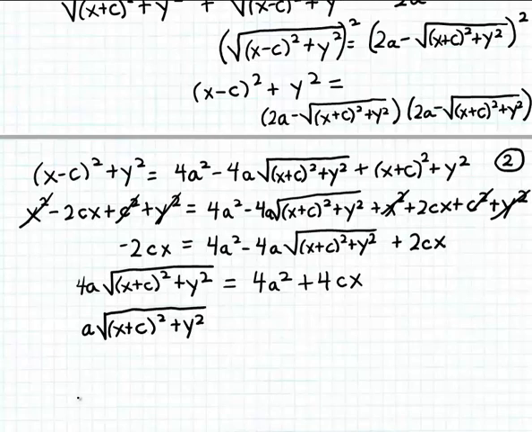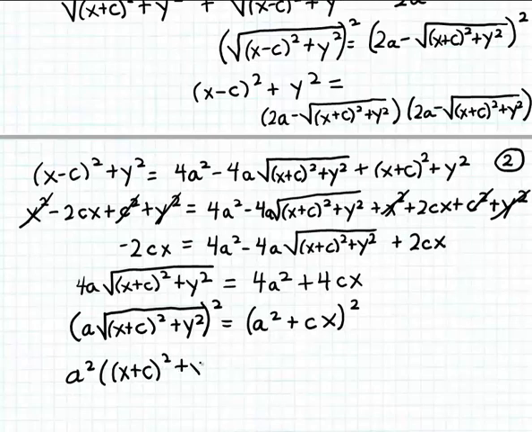So I end up with just a times this radical is equal to a squared plus cx. All right, now finally let's square both sides of the equation. So it won't be that bad to square the left-hand side of the equation. The right-hand side of the equation now is going to be a little bit uglier to square, but not bad. So I'll end up here with a squared times the quantity underneath the radical, which is x plus c squared plus y squared. So the radical is gone here.